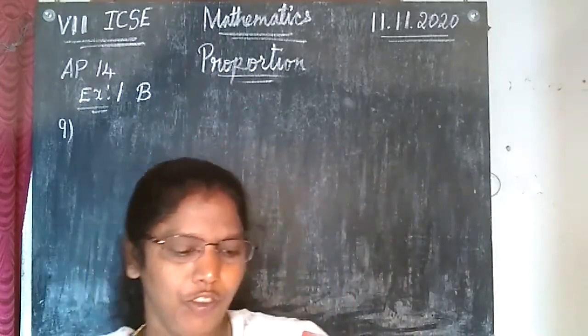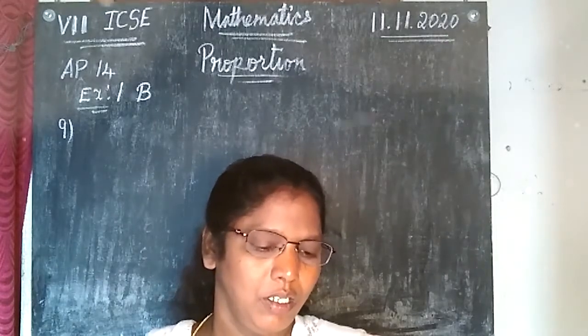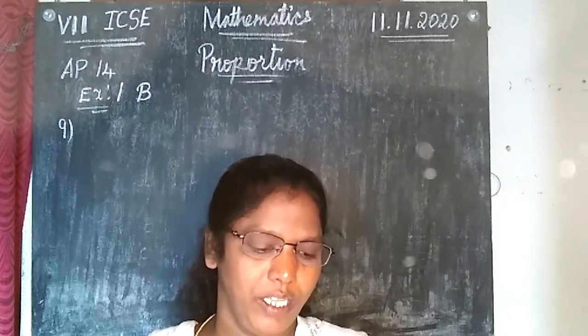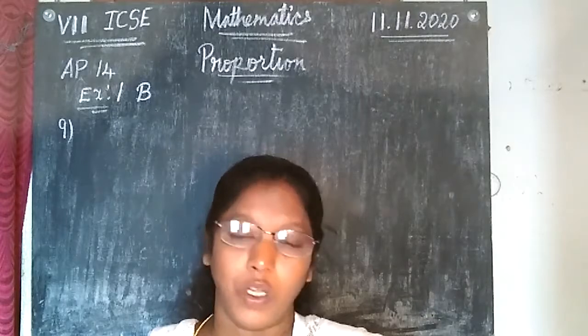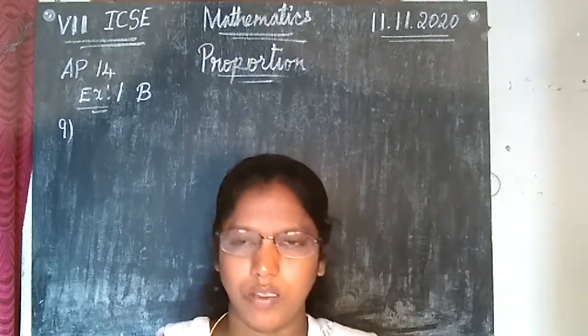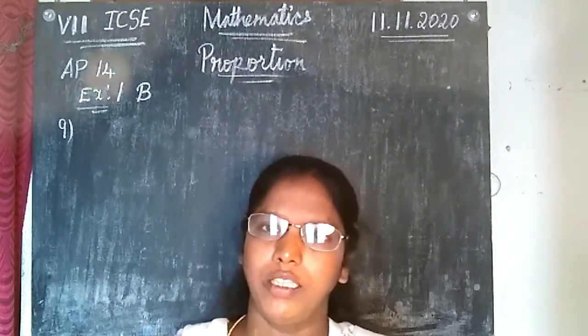Okay children, the 7th one I finished. The 8th one, see the question: find x such that x is to 14 is equal to 18 is to 63. Here we are going to use the cross product rule. Using the cross product rule we can solve this. Many sums we have solved in this method, so I am not going to do it here. I am moving on to the ninth one now.